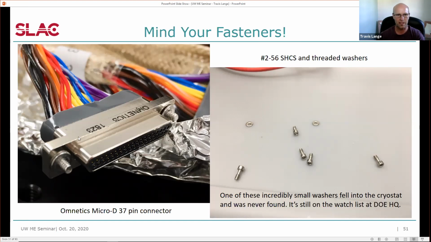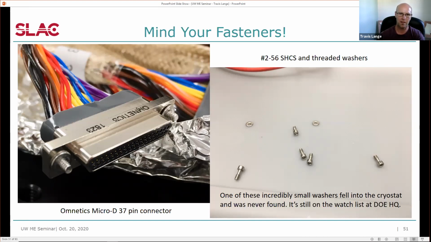One instance, unfortunately, is this Omnetics micro D connector. It's a 37 pin. It's a pretty small connector, high density. This is where we fed all the power to our raft tower modules. These screws on the two sides are a number 2-56. They're a really small screw. We designed it so that the washer, which was threaded, is actually threaded onto the screw, and that was intended to keep the screw captive on this connector.